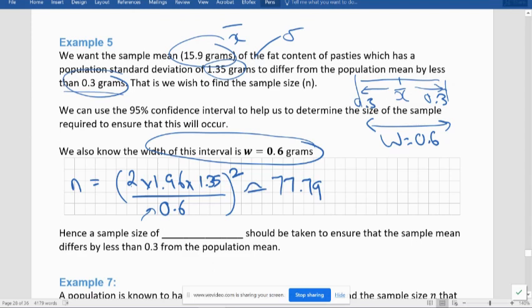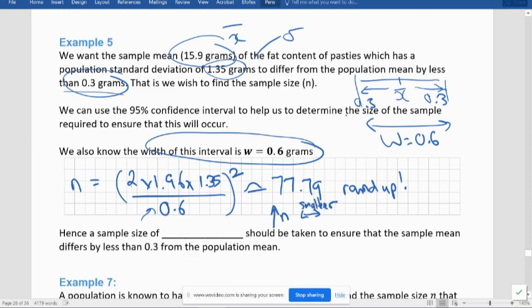77.79. But there was something around before. You need to round up. Most of you will probably do that. I'll explain why. Remember n: if you increase n, what happens to your width? It gets smaller.